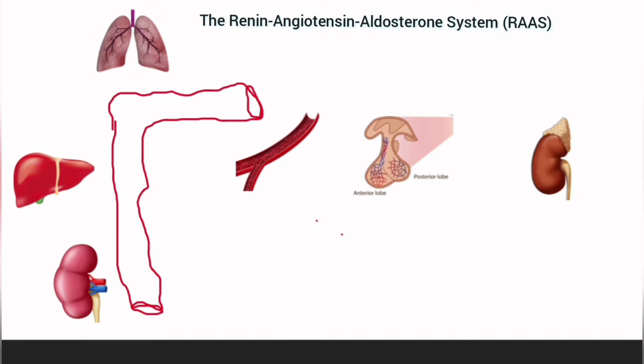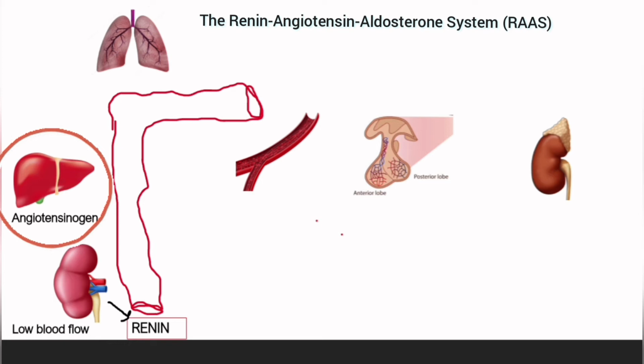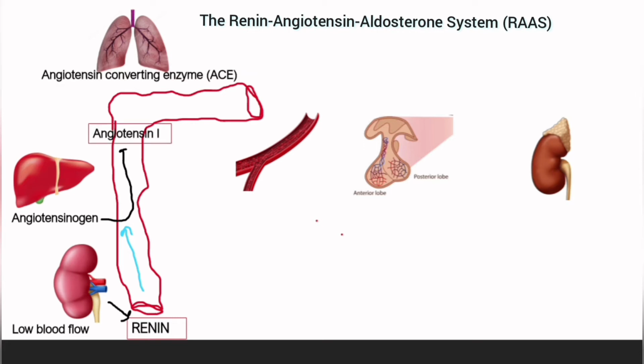When perfusion in the kidney is low, this will trigger the release of an enzyme called renin. In the liver, there is a protein called angiotensinogen. When this angiotensinogen is cleaved by renin, it gives us angiotensin 1. Then angiotensin 1 will go to the lungs and be acted upon by angiotensin converting enzyme, or ACE. And this will give us angiotensin 2.